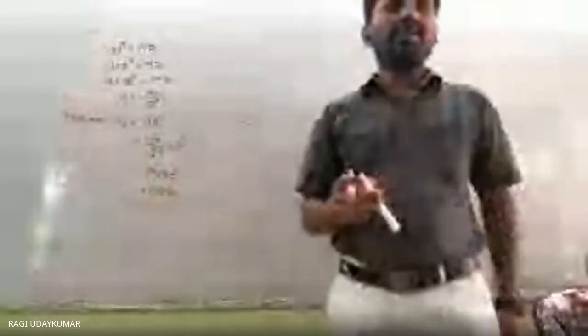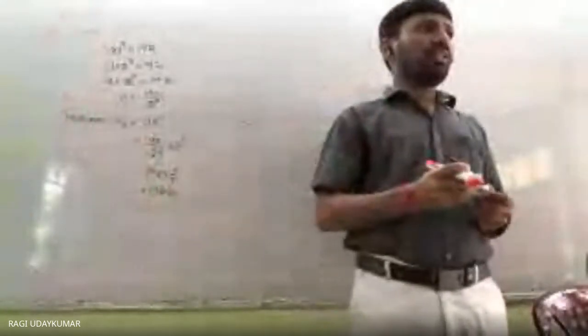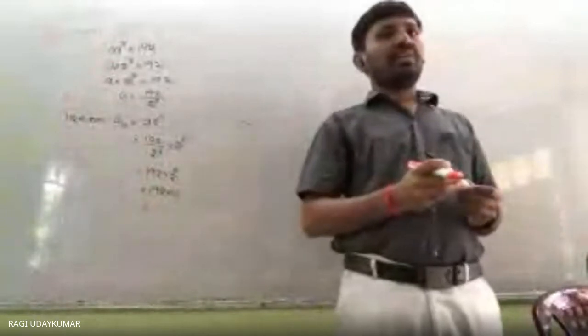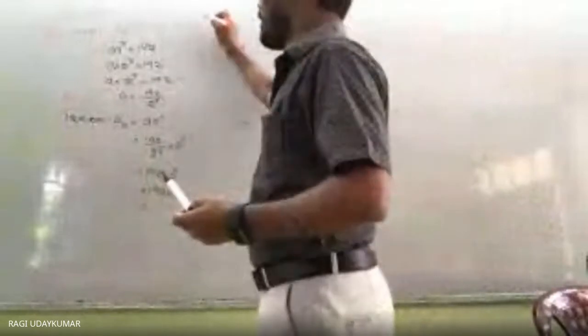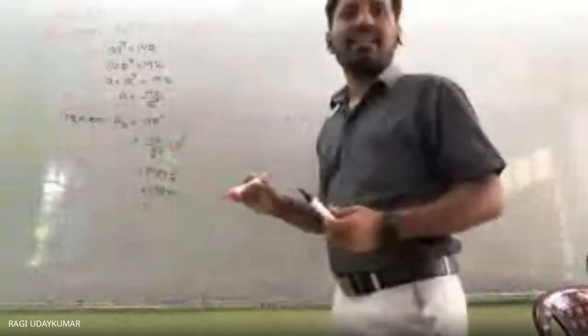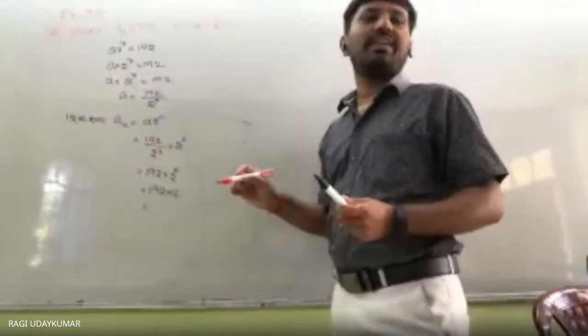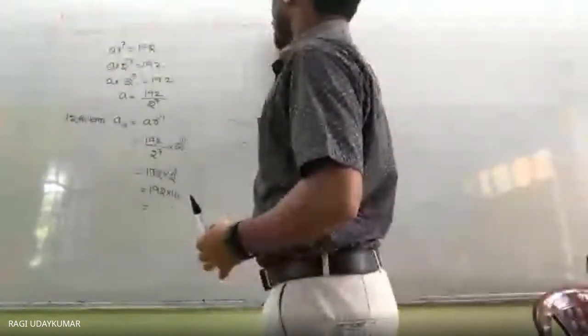Is it clear to you? Next, the fourth question. The fourth term of the geometric progression is the square of the second term, and the first term is minus 3. Determine the seventh term. What are the given things? The first term is given to you, minus 3. So given a is equal to minus 3.